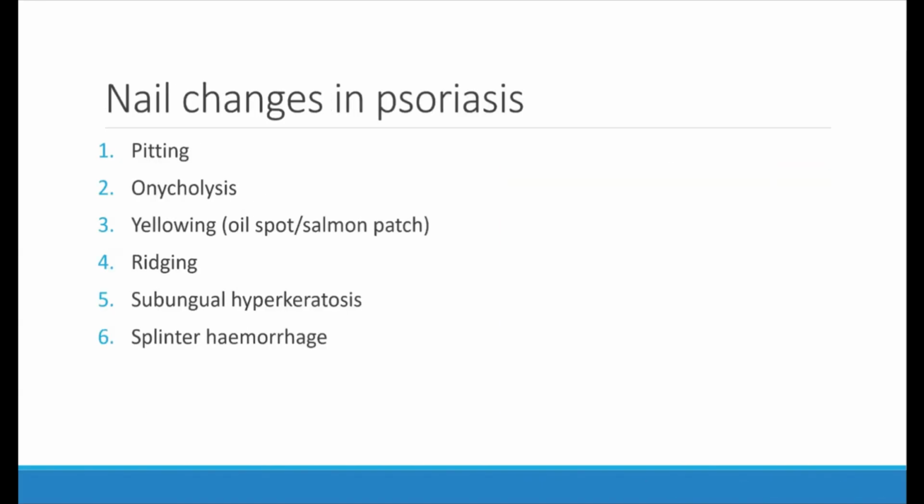There are a variety of nail changes in psoriasis. Examples are pitting, onycholysis, yellowing, also known as the oil spot or the salmon patch sign, ridging, subungual hyperkeratosis, as well as splinter hemorrhages.